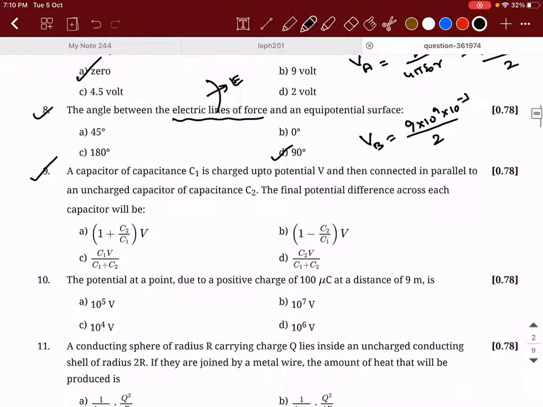Ninth one. The capacitor of capacitance C1 is charged up to a potential V and then connected in parallel to an uncharged capacitor of capacitance C2. The final potential difference across each capacitor will be. What concept is it based on?